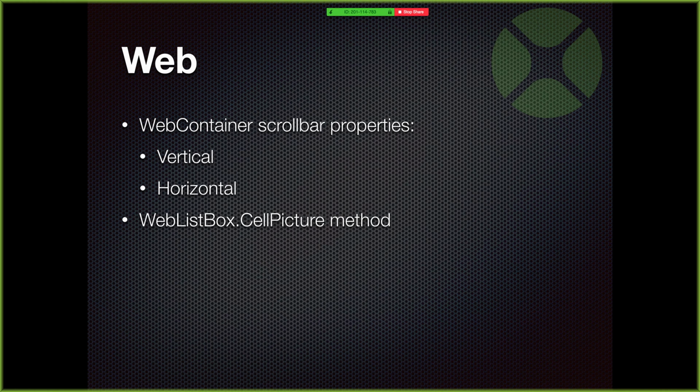And WebListBox also had a cell picture method added to it that allows you to add a picture into any particular cell in the list box. So for example, you would just write code like this, cell picture, then the row and column, and then assign the picture that you want displayed there.